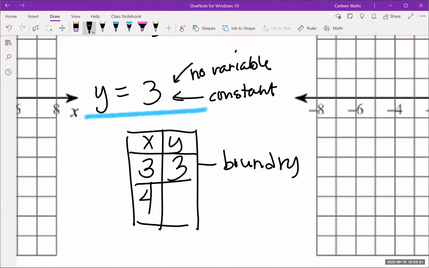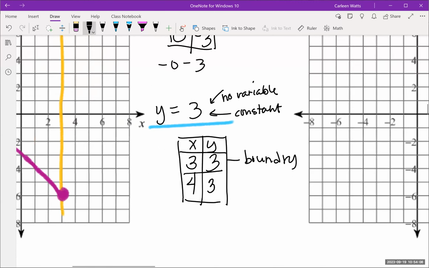Y is constant. Y is always 3. Yeah, y is always 3. There's no variable. Y is constant. So let's plug this in.